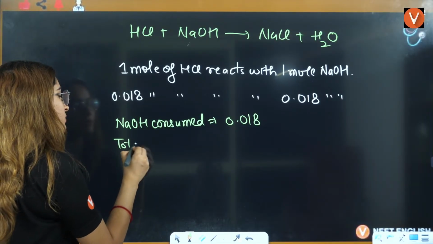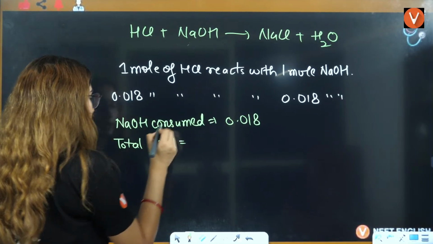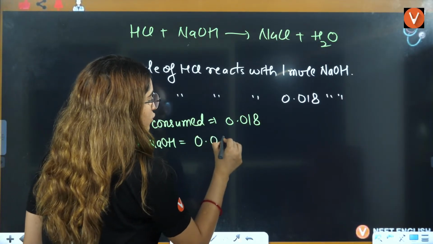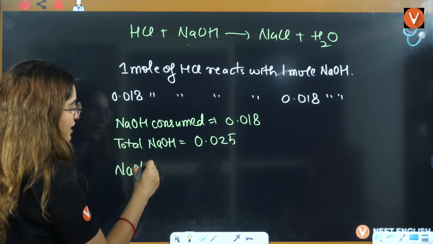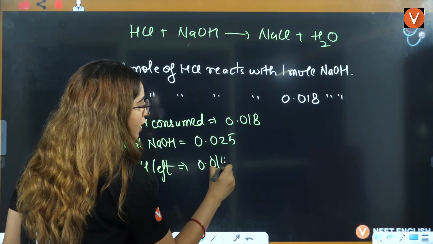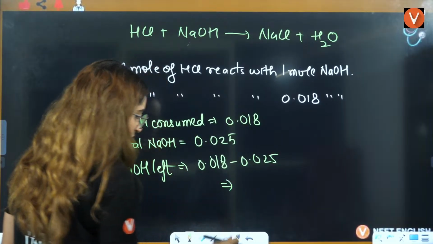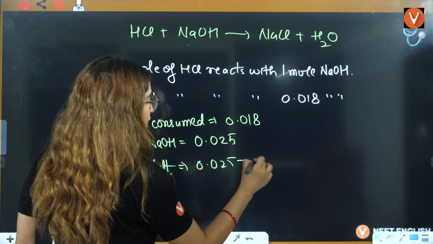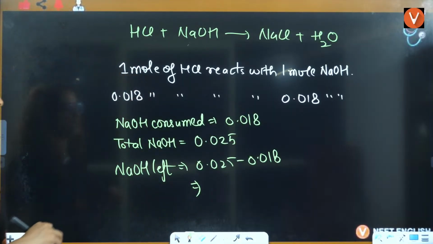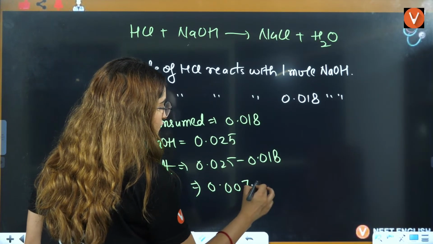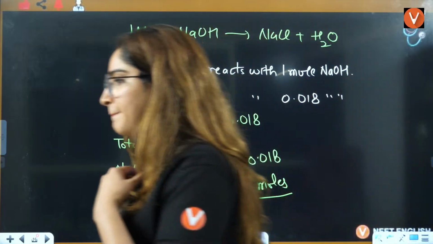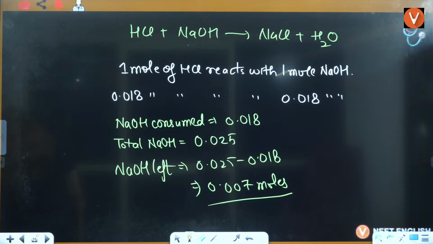So total NaOH will be what? How much amount of NaOH did you take here? Total NaOH was 0.025. So NaOH left behind will be 0.025 minus 0.018, that will be 0.007 mole. That is going to be the answer here. Yes, everybody? Okay. Yes, everyone? Clear?